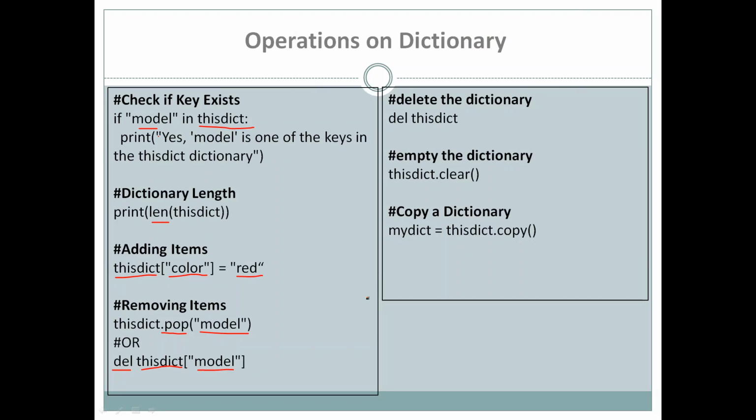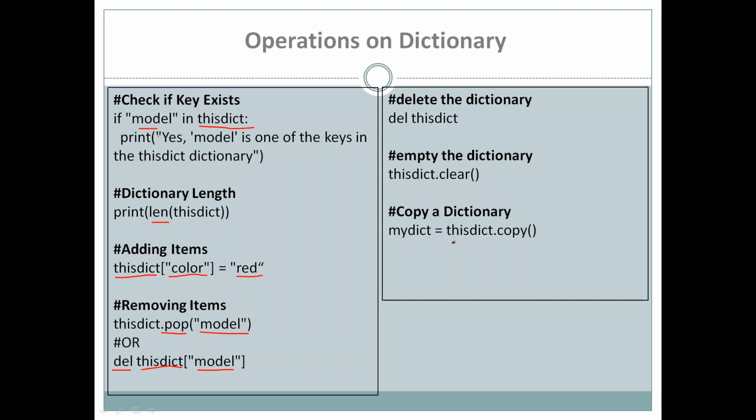Okay, next operation here, we can delete the dictionary itself. So if you want to delete a dictionary, the complete dictionary, you can use del this dict. If you say del this dict, the complete dictionary will be removed. This I'll show you at the end. Before that, we will go through the next items. I'll show you first how we can copy a dictionary.